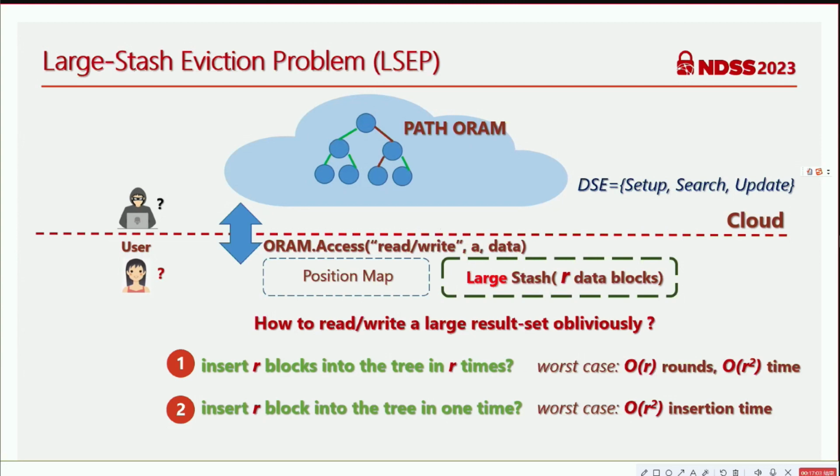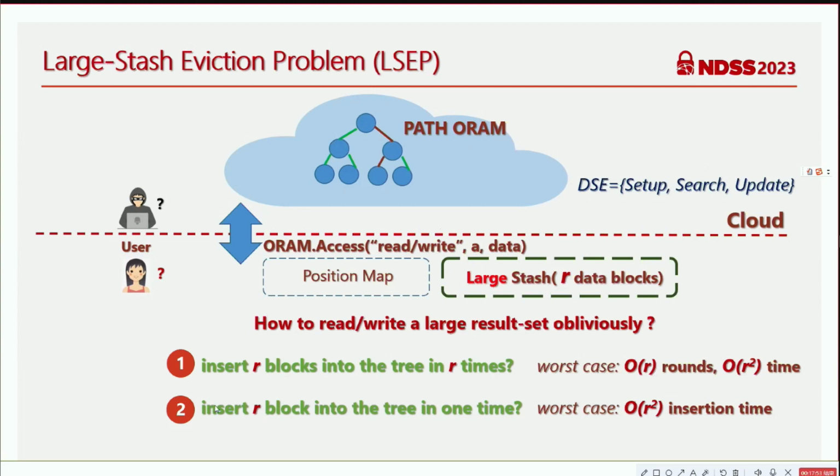Assuming the stash stores all data blocks and R is large, a straightforward idea is to repeatedly invoke PATH-ORAM to insert values. However, this process requires a lot of time. For example, assume the stash has R blocks. PATH-ORAM can insert 1 data block per query on average. For each insertion, PATH-ORAM should scan the whole stash to choose a valid block for insertion. It takes big O of R time per query. Thus, the whole insertion time is about big O of R squared complexity.